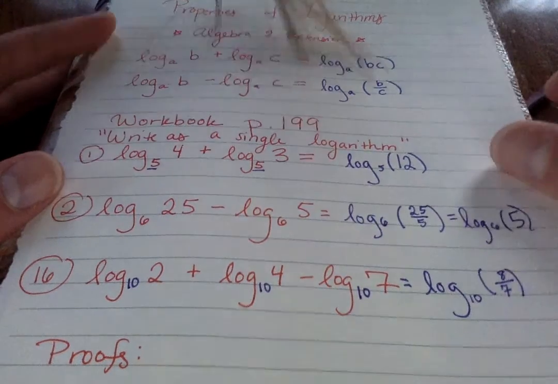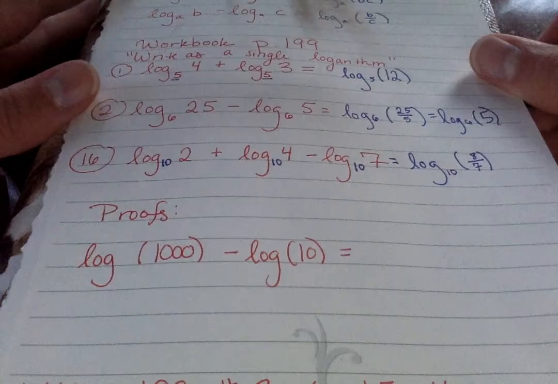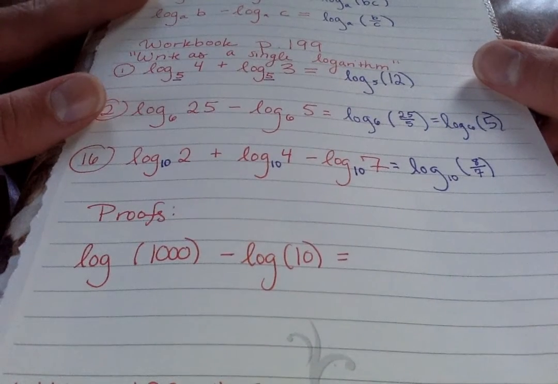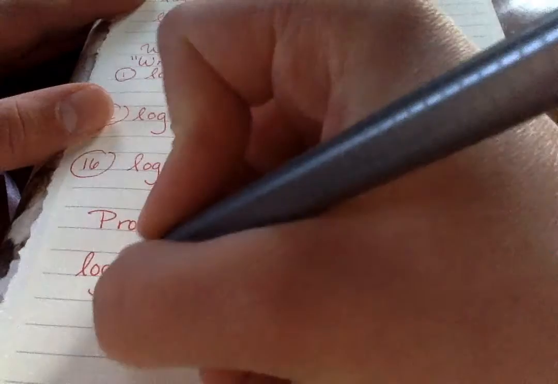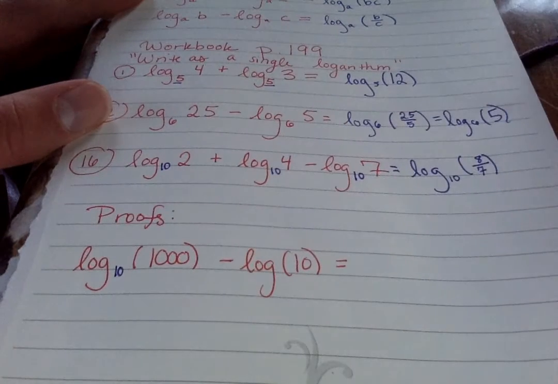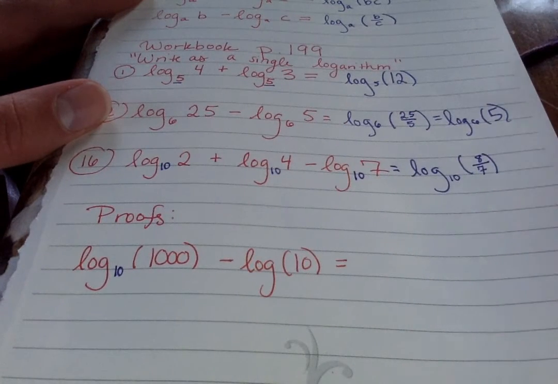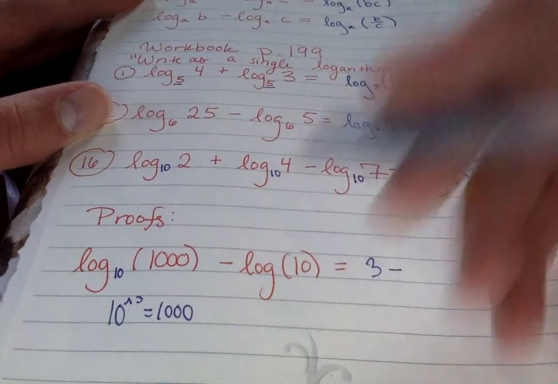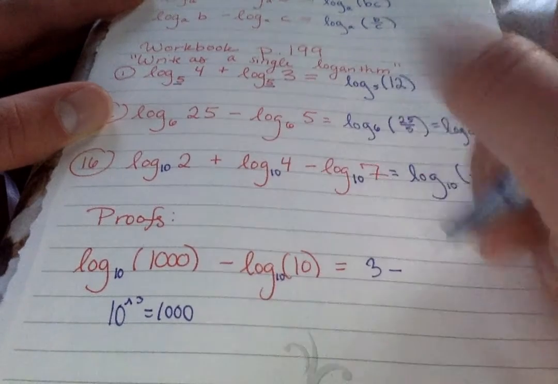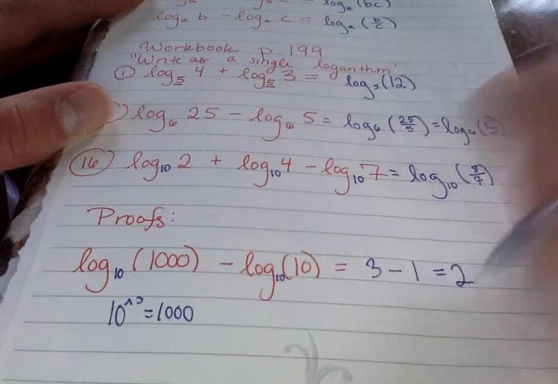Okay, now let's get to the bottom part, like a proof. Why does this work? Let's test it. We should already know what log of 1,000 is. If there's nothing there, it's assumed to be a 10. Log base 10 of 1,000 is 3, because 10 to the third is 1,000. So that means that's 3 minus, well, 10 to the 1 is 10. So it's 3 minus 1, which is 2.